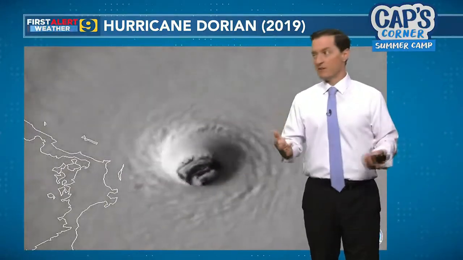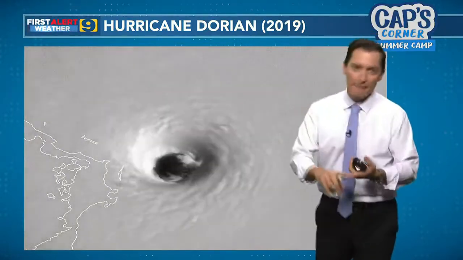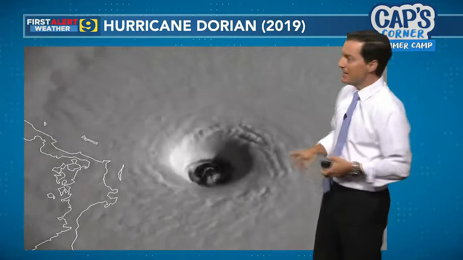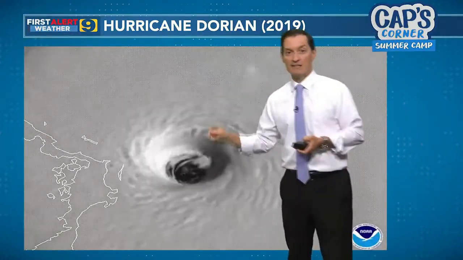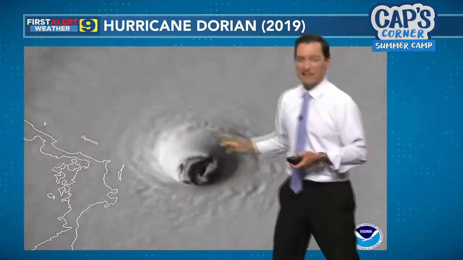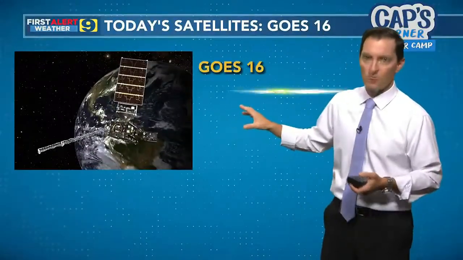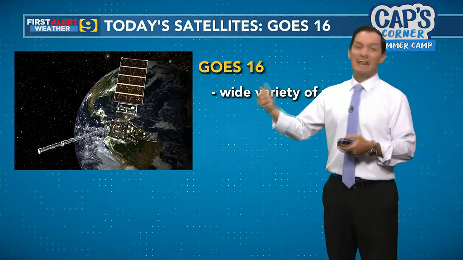It used to be some of our satellites, we'd only get a new picture, a new image, maybe every half hour, every hour in some cases. Now in cases like this, they can have some of our satellites give us a new image about every minute, and that's how you get a really detailed and kind of smooth animation or smooth movie like we have there with Dorian.